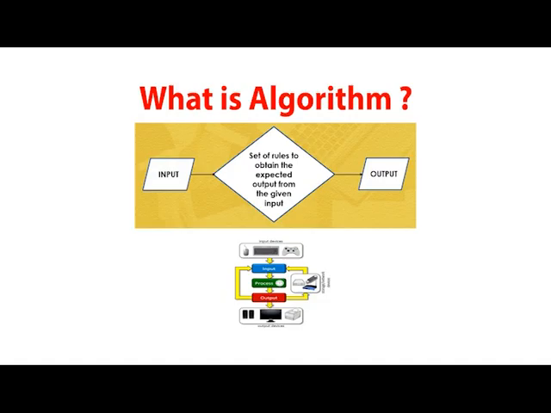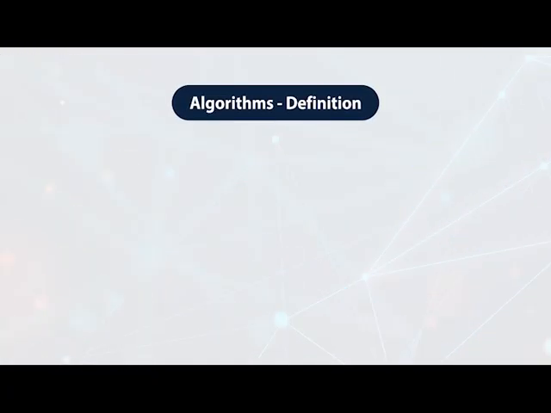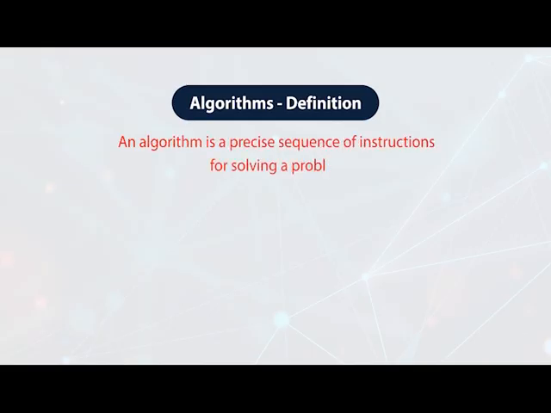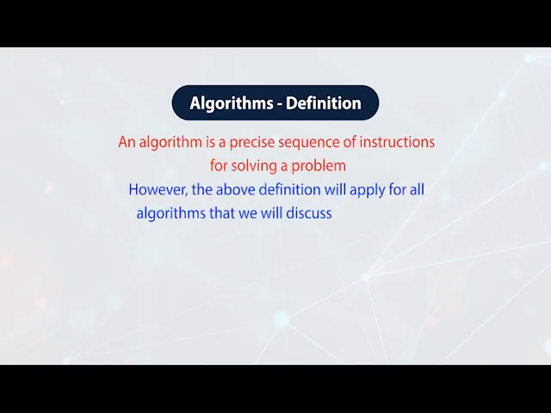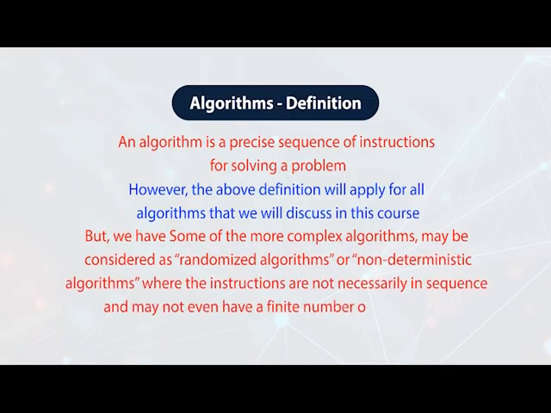Now, what is an algorithm? So far as the formal definition of algorithm is concerned, it is a precise sequence of instructions to solve a problem. But many a times if we go to the higher levels, there are complex algorithms which are considered as randomized algorithms and non-deterministic algorithms, where the instructions are not necessarily in sequence and may not be of finite number of instructions. But these algorithms are out of scope of this discussion.